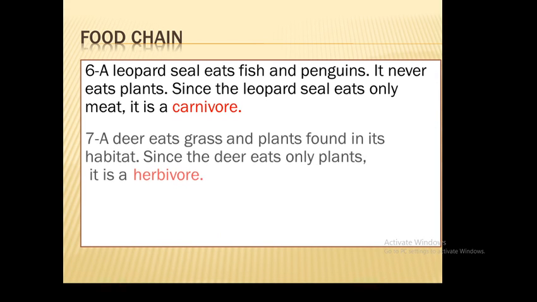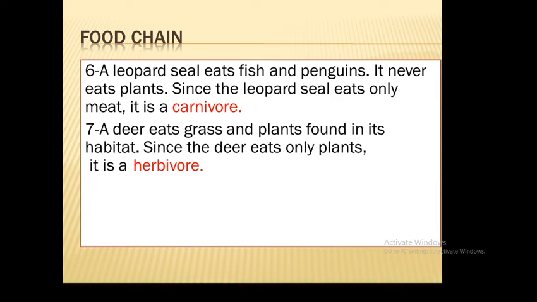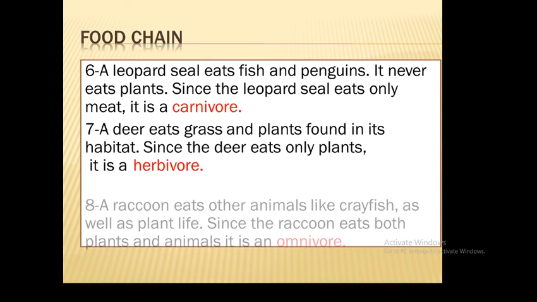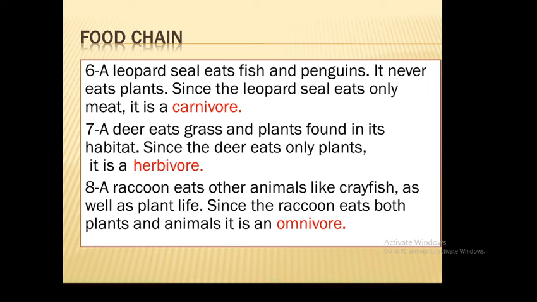A leopard seal eats fish and penguins. It never eats plants. Since the leopard seal eats only meat, we call it a carnivore. A deer eats grass and plants found in its habitat. Since the deer eats only plants, we call it a herbivore. A raccoon eats other animals like crayfish as well as plant life. Since the raccoon eats both plants and animals, it is considered as an omnivore.